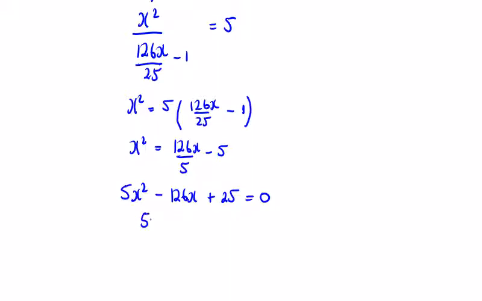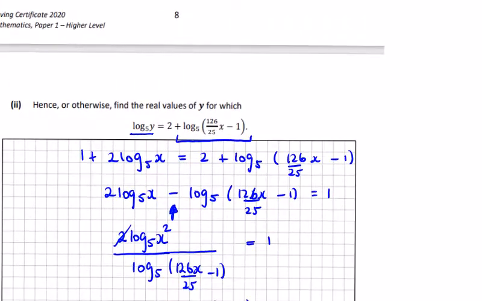I think this does factorize. Let's have a look here. 5x times x. 25 by 5 is 125. 25 by 1, that's going to give, no, the wrong place. If I put the 25 here, I'm going to get 125x, and 1x is 126x, minus and a minus, so x is equal to 1 over 5, or 25. That factorizes nicely, and we were asked to find the real values of y.